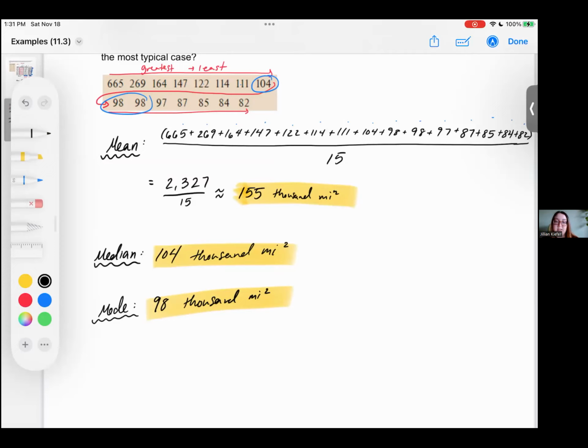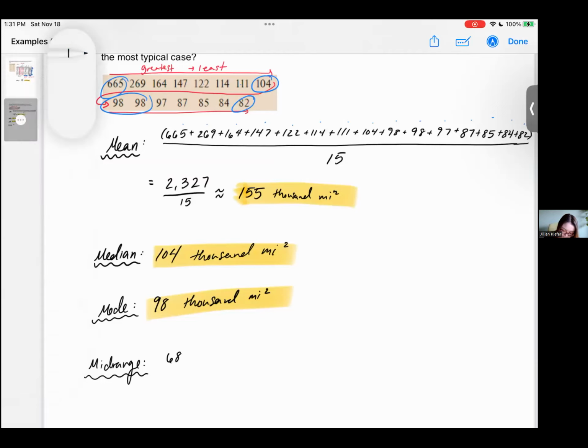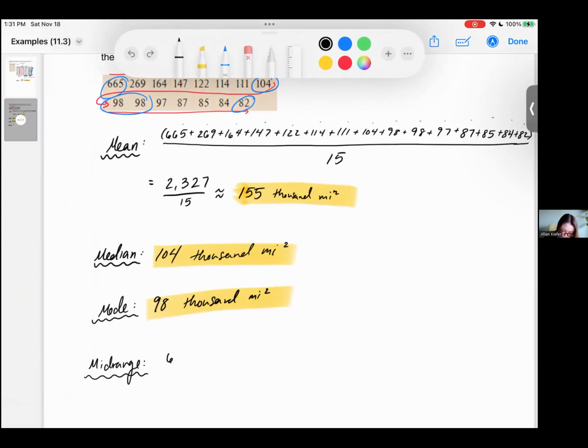All right, so we have our mean, median, and mode, and now our last one is going to be the mid-range. So lastly, for our mid-range, we take the lowest number and the highest number, add those together, and divide by 2. The highest number is 665, and the lowest is 82. So we'll add 665 plus 82, and this will be divided by 2.